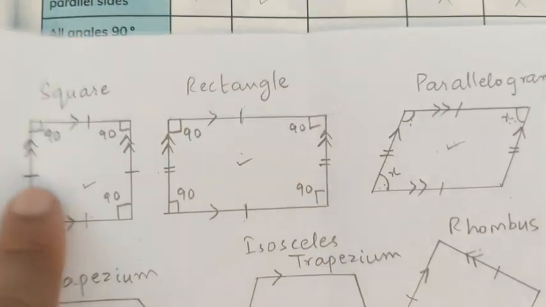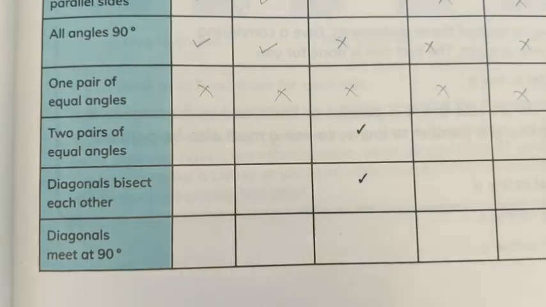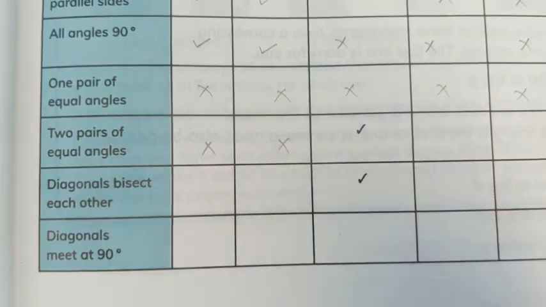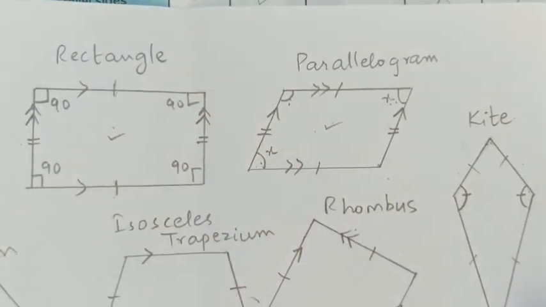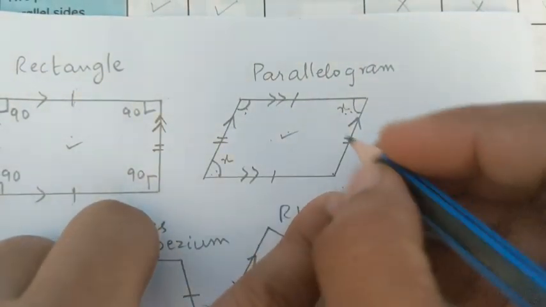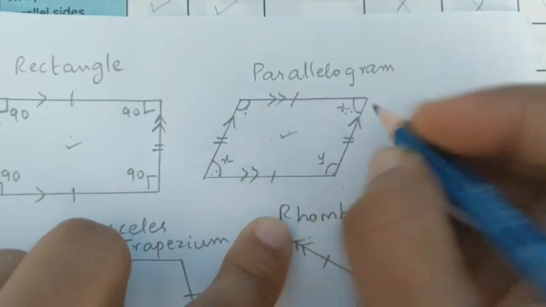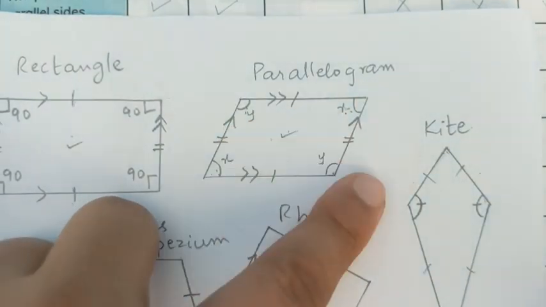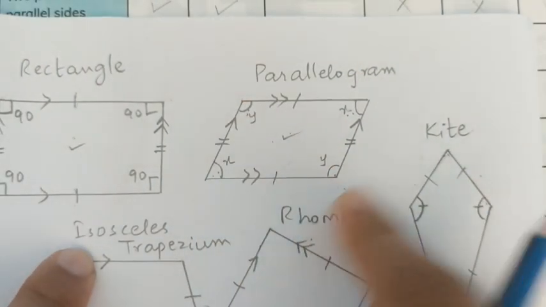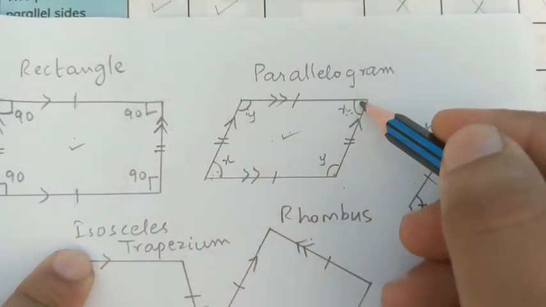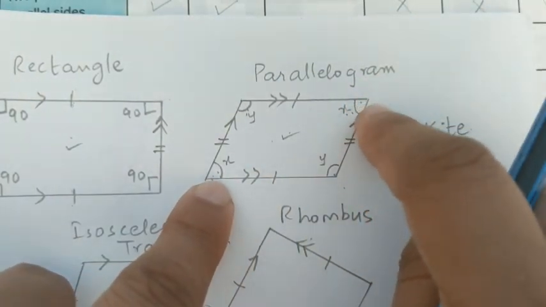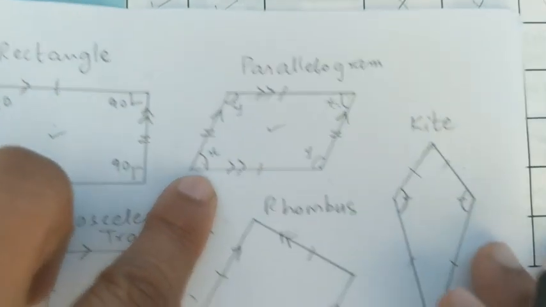We have all angles equal to each other in a square and a rectangle, so we'll mark them across. But in a parallelogram, I told you that we have one pair of equal angles, like if one is y, the other one is y. If one is 100, the other one is 100. So this is one pair of equal angles, and these two are again equal to each other. So opposite angles are equal to each other in a parallelogram.